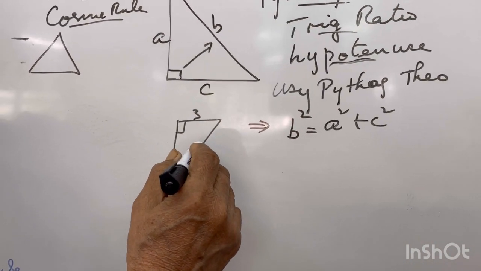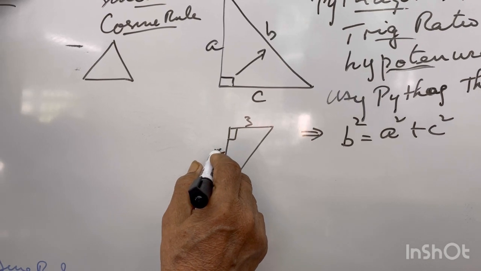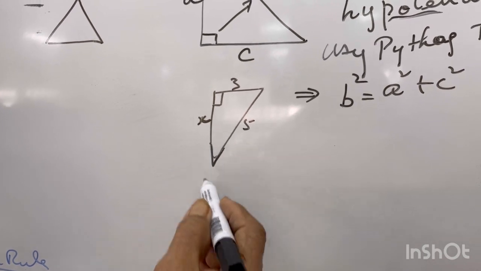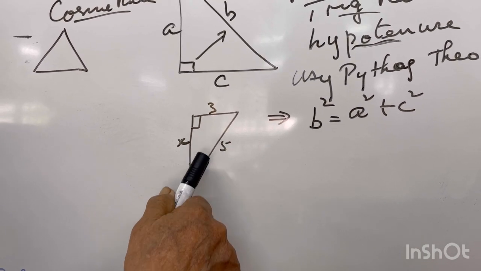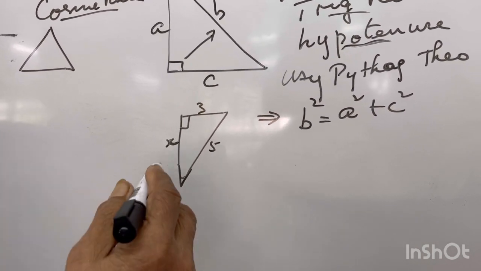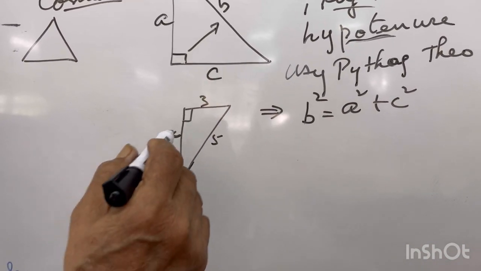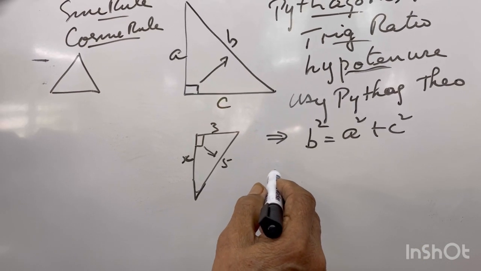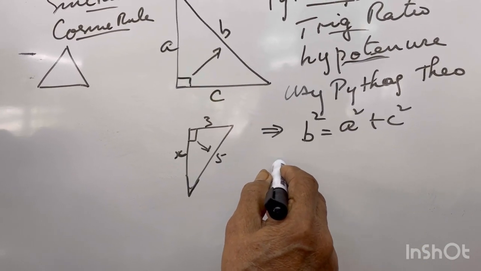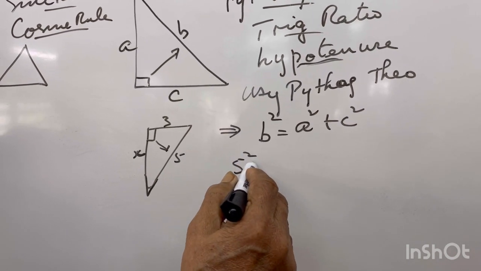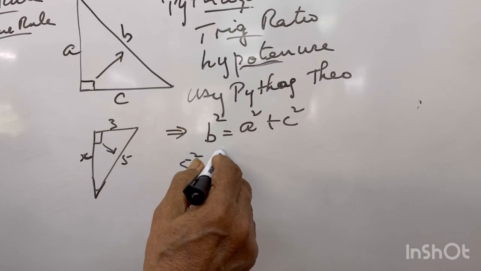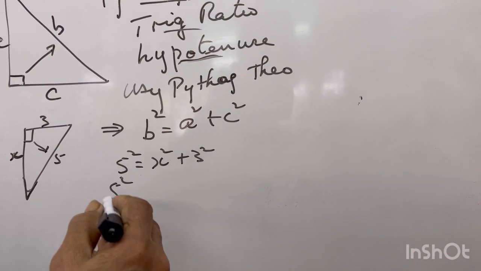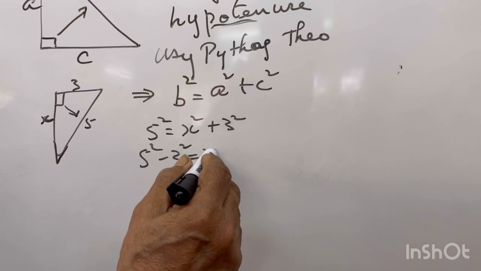So if I have, by chance, a right angle triangle here, and this is 3, and this is x, and this is 5, and I want to find x. It's a right angle triangle, and I'm going to use Pythagoras theorem. According to Pythagoras, find the hypotenuse first. Using Pythagoras theorem, it implies 5, the hypotenuse, squared is equal to the other side squared plus the other side squared. So 5 squared, this goes over, minus 3 squared is equal to x squared.